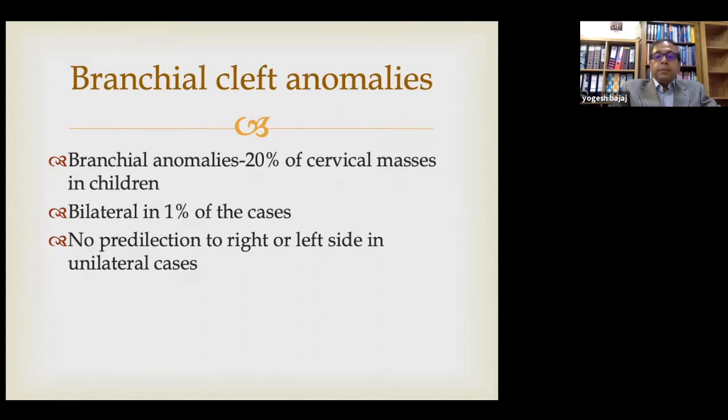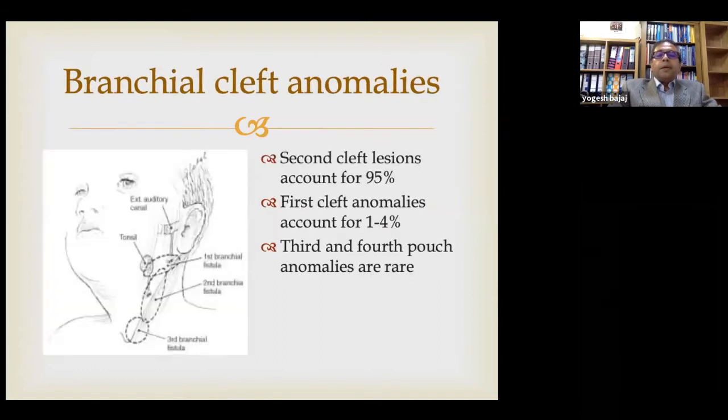They are quite common. Almost 20% of cervical masses in children are some kind of branchial anomaly. Rarely, in 1% of cases, they can be bilateral, and there is no right or left predilection with these. The most common branchial anomaly is the second cleft lesion, which accounts for 95% of cases.